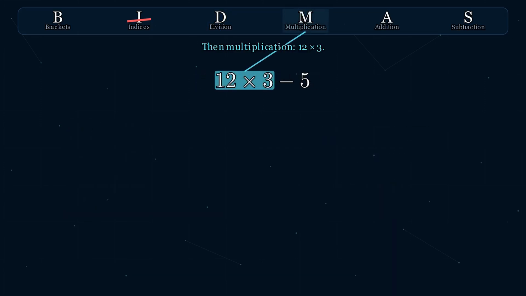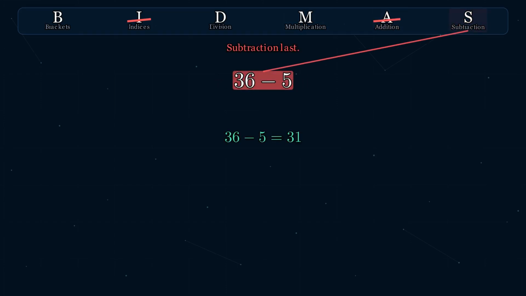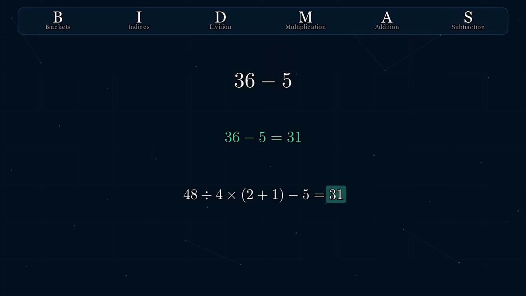Now multiply. 12 times 3 equals 36. Now subtract. 36 minus 5 equals 31. So the answer is 31. Division and multiplication are tied. So work left to right.